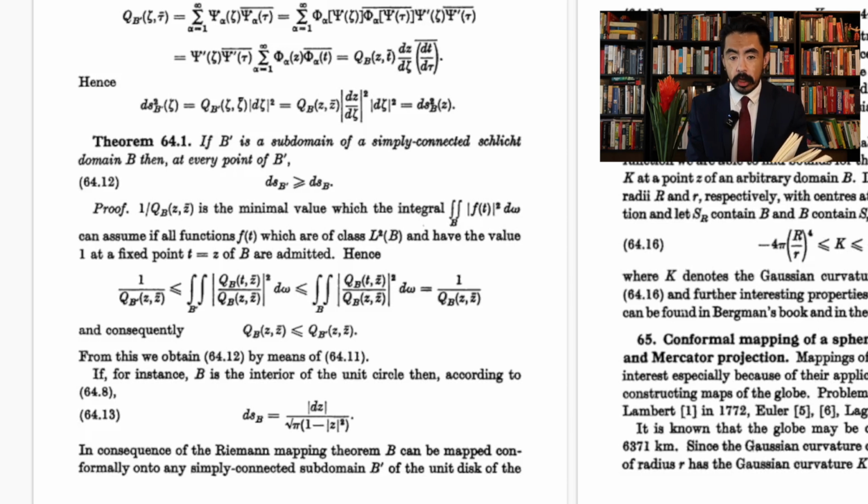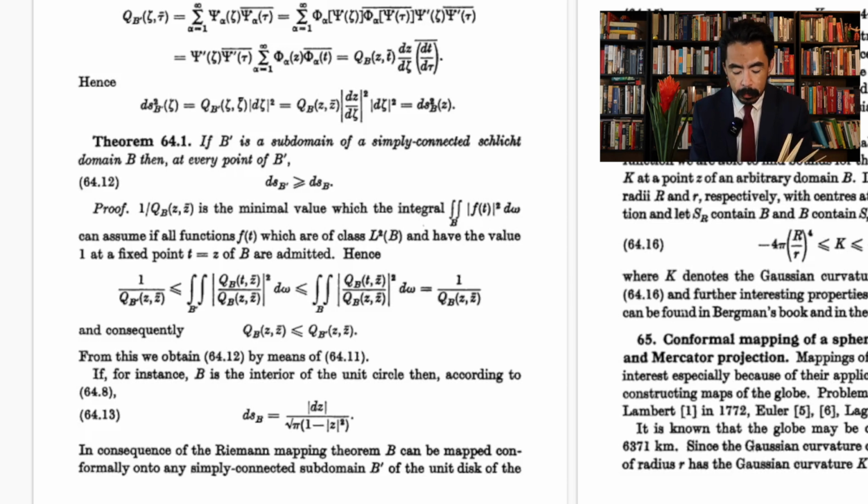1 over capital Q sub B of z and the conjugate of z is the minimum value which the integral, namely the double integral on B of the magnitude squared of f of t d omega, can assume if all functions f of t, which are of class L2 of B, and have the value 1 at a fixed point t equals z of B are admitted.